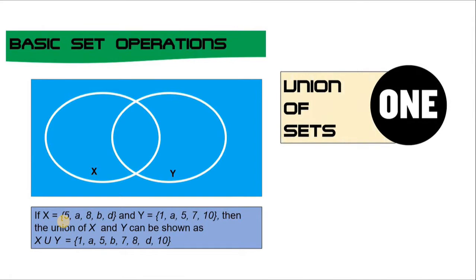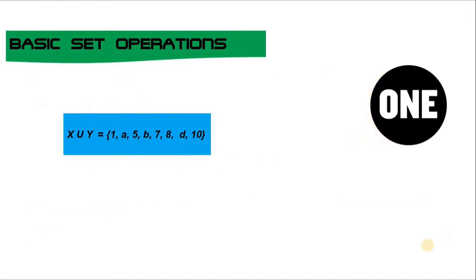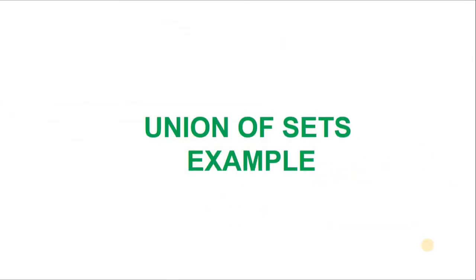Okay, so that is the union of sets. The union of two sets A and B or X and Y is the set consisting of all the elements which belong to either A or B. So we write it as A union B, the symbol, and read as A union B. So here, X union Y, we have 1, A, 5, B, 7, 8, D, 10. So combination of all the elements of the two given sets. Okay, union sets example. So let's watch.